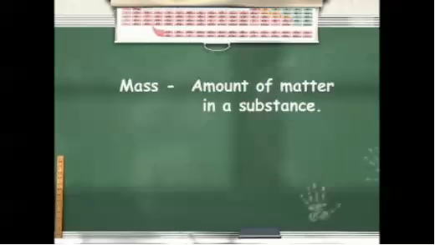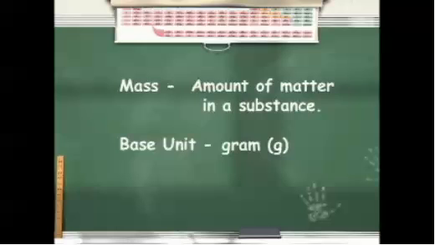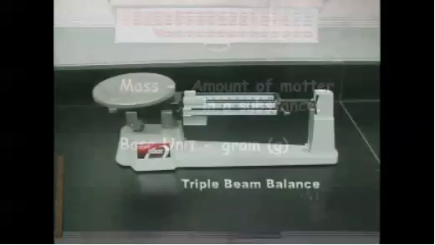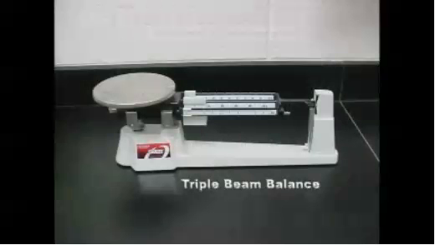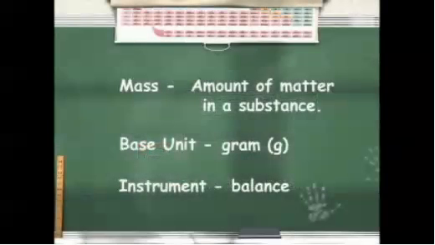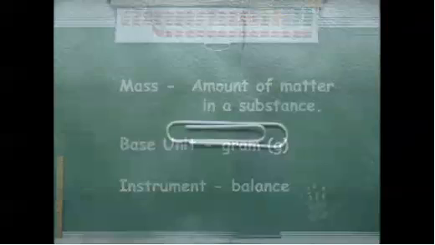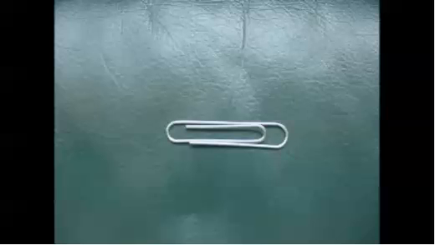Mass is defined as the amount of matter in a substance. The base unit for mass is the gram, which is abbreviated with a lowercase g. In class, mass will be measured using a balance. An example of a mass measurement would be that a typical paperclip has a mass of about 1 gram.